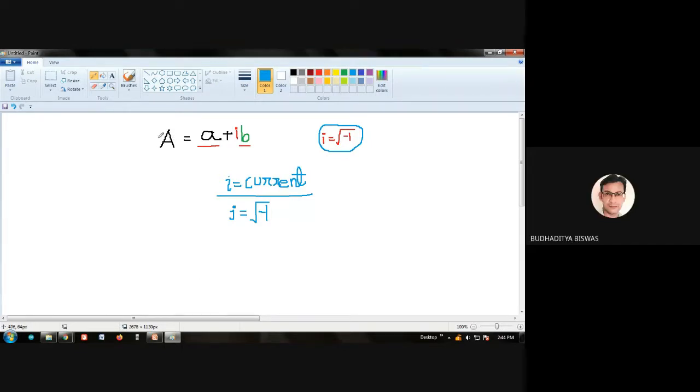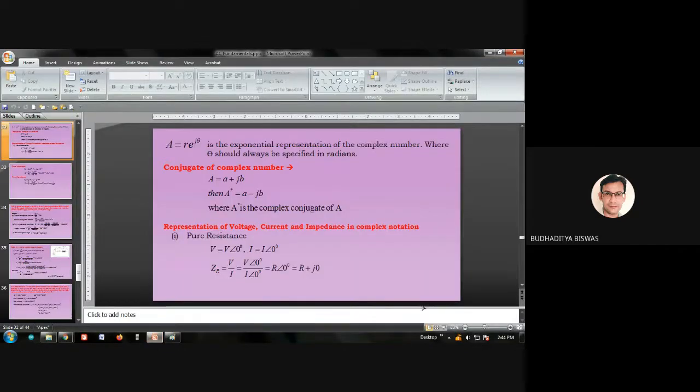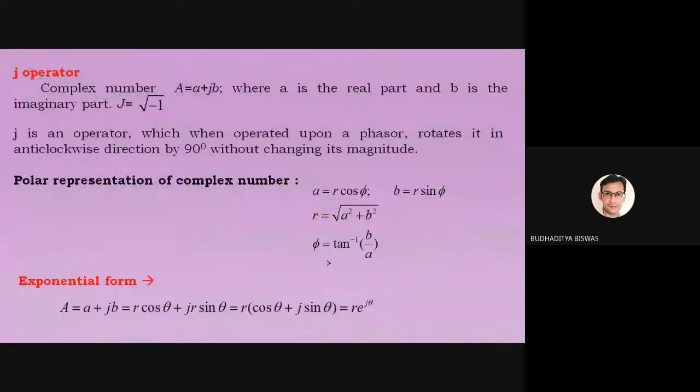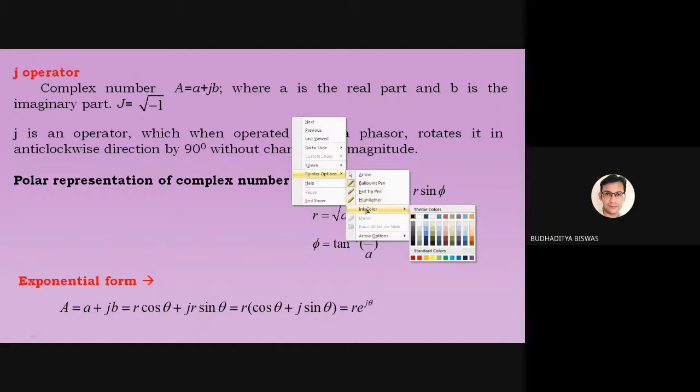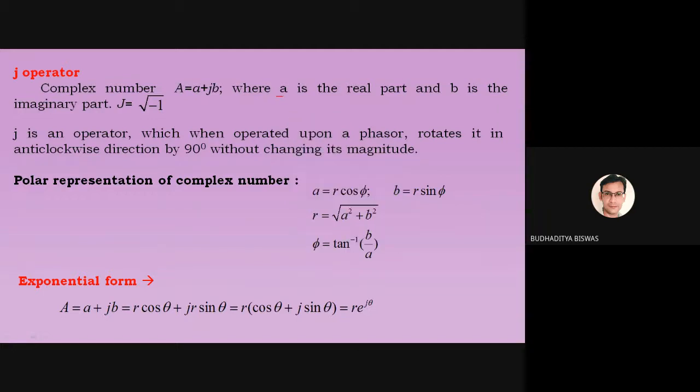Now, what is the relation between this complex number and electrical engineering? Let's see. So complex number A equal to A plus jB. I have already explained why we write the j here, because we should not write i, because i is already reserved for a very important term in electrical engineering, which is the current. Where A is the real part and B is the imaginary part.